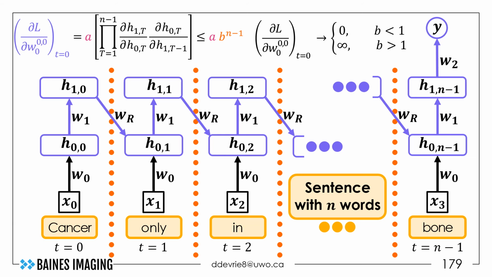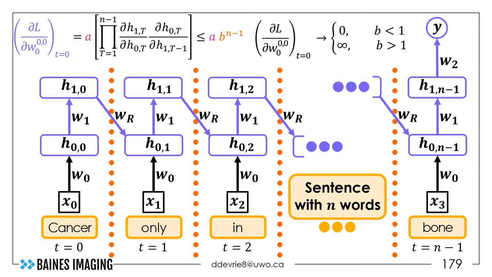Now, what this means is that this derivative term, the derivative of L with respect to W for t equals 0, approaches two values as n becomes very large. So if we have longer and longer sentences, this derivative term will go towards one of two values. If b is less than 1, it'll go to 0.